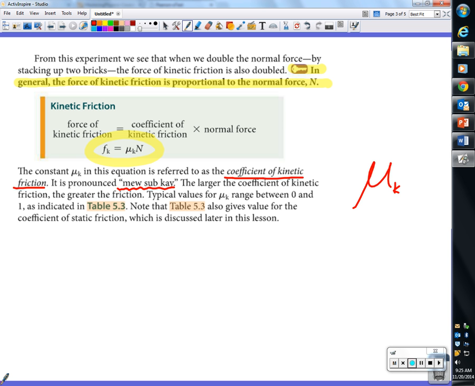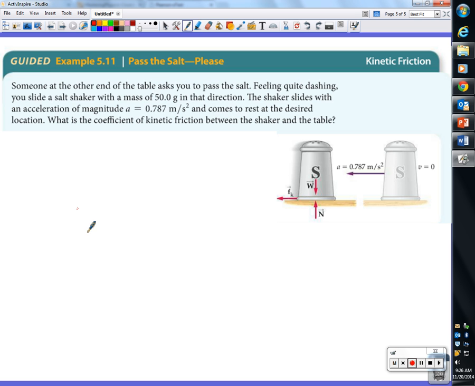So two things here, right? The coefficient of friction tells us about the surface. The force of friction tells us about a specific object on that surface. Okay? All right. So putting that to good use, let's take a look at guided example 5.11, which is at the bottom of page 2 of your packet.